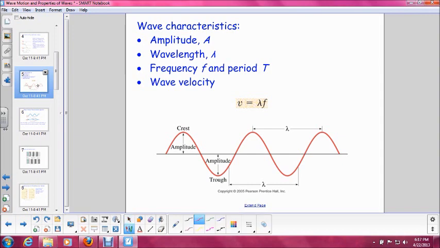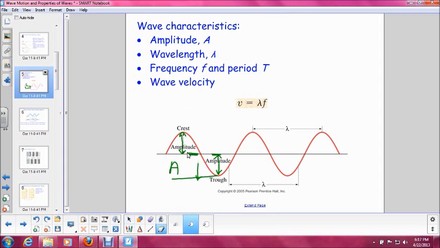The amplitude of the wave, remember, is the maximum displacement. So if we go to equilibrium, it is how far the farthest point goes. So this is the amplitude. You can get it up and you can get it down. Both of those are the amplitude.